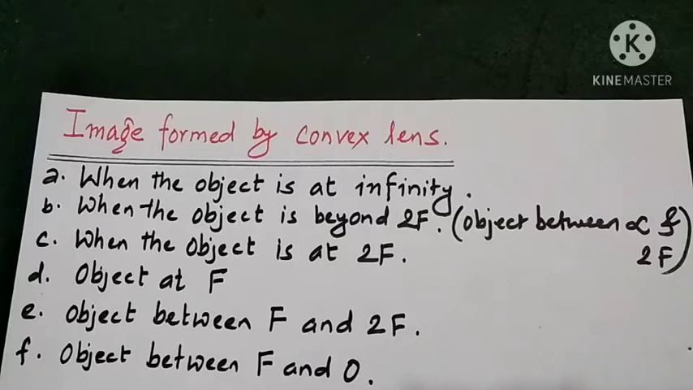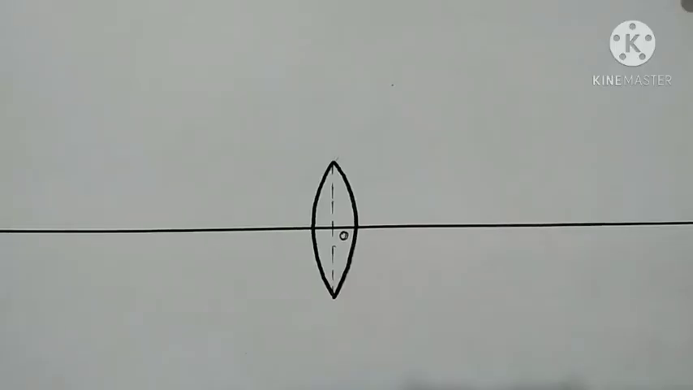Friends, today our topic is image formed by convex lens. There are altogether 6 different positions of the object in front of the convex lens, for which we are going to draw the ray diagram, and we will try to see the nature of the image formed. Before starting the topic, let's understand some basics of convex lens.